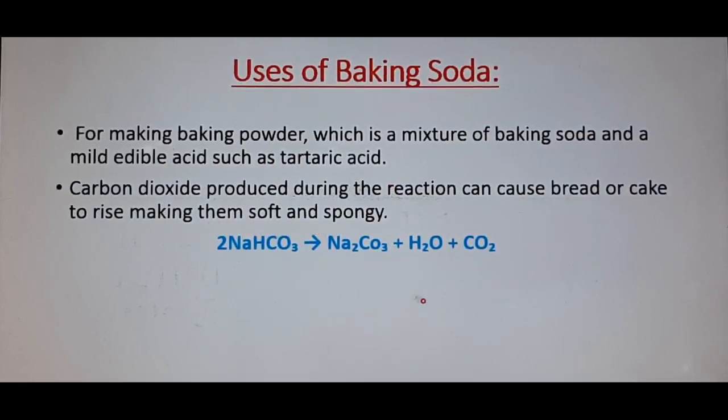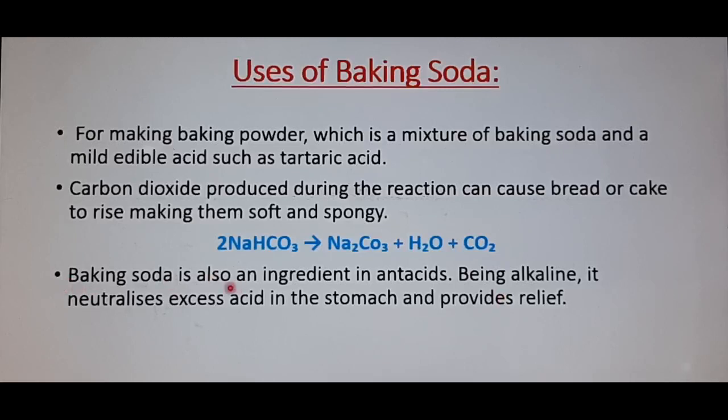And the second thing is, the reaction which we have done in properties also: when we heat baking soda, we can get three products. This carbon dioxide makes the food rise, because baking soda is used in preparing cakes or breads. Why can it be used? Because when baking soda is heated, it gives us carbon dioxide, and this carbon dioxide will cause bread or cakes to rise and also make them soft and spongy.